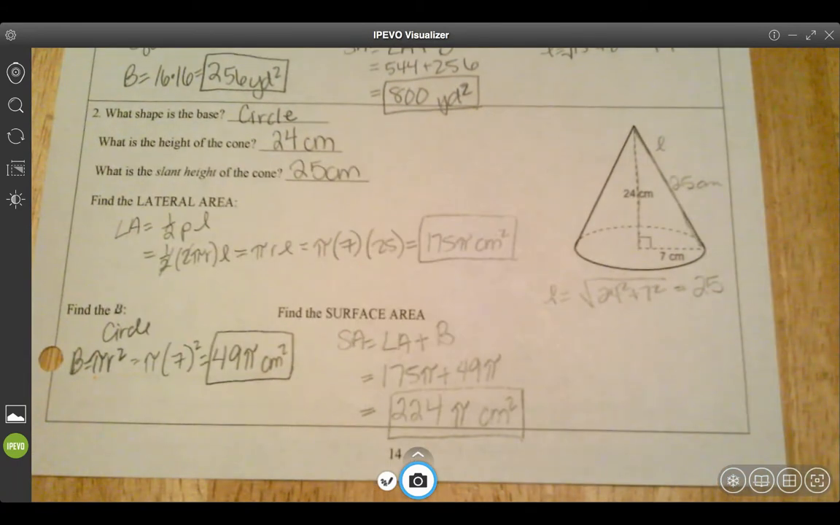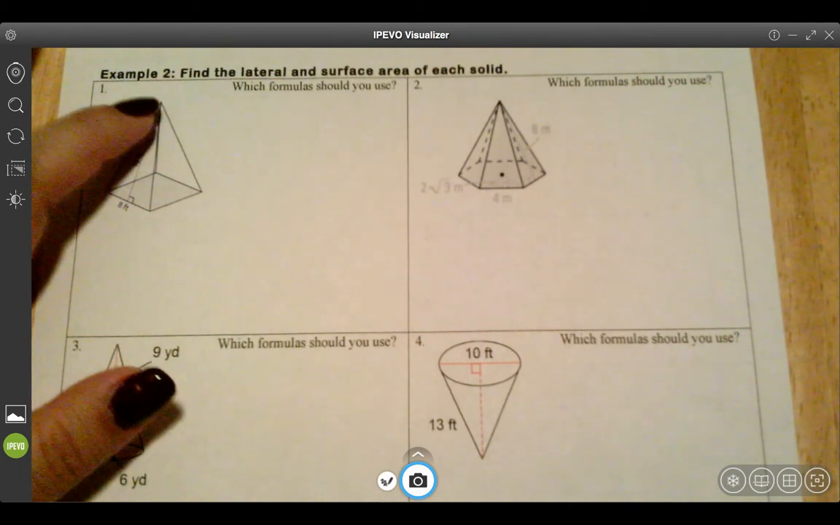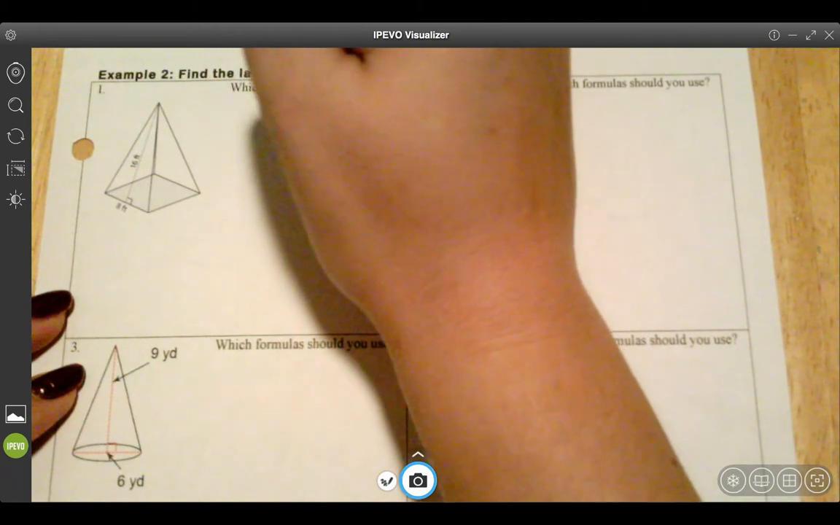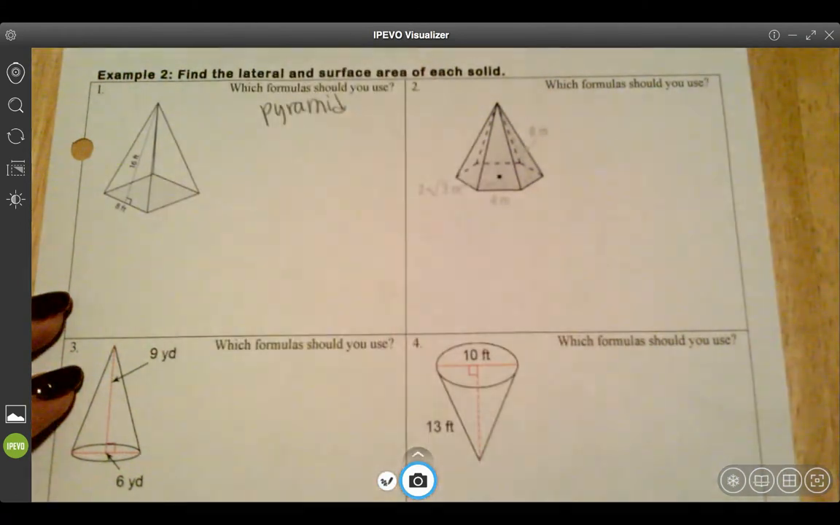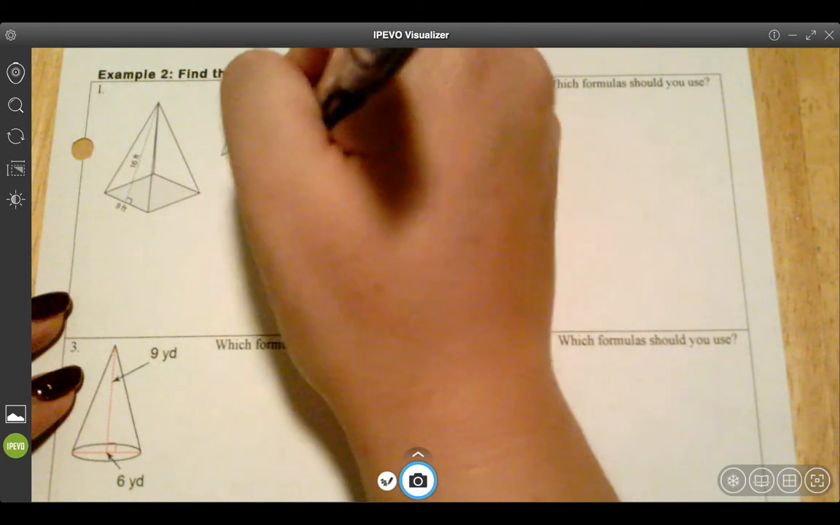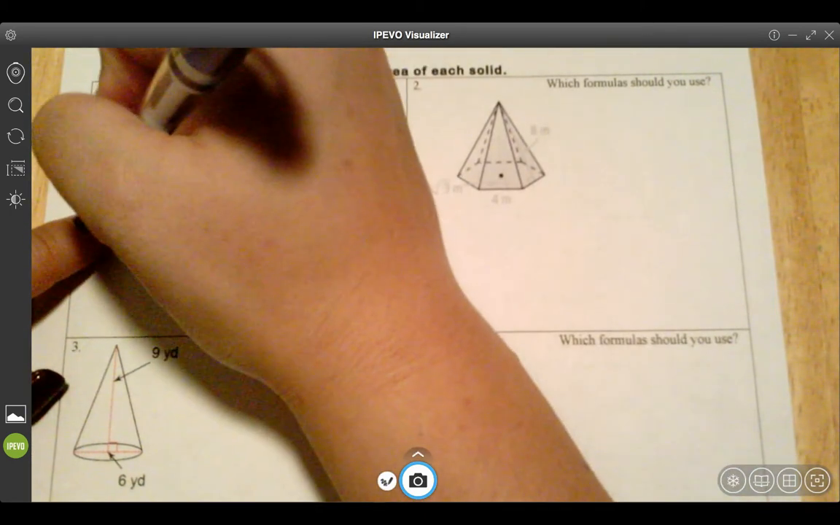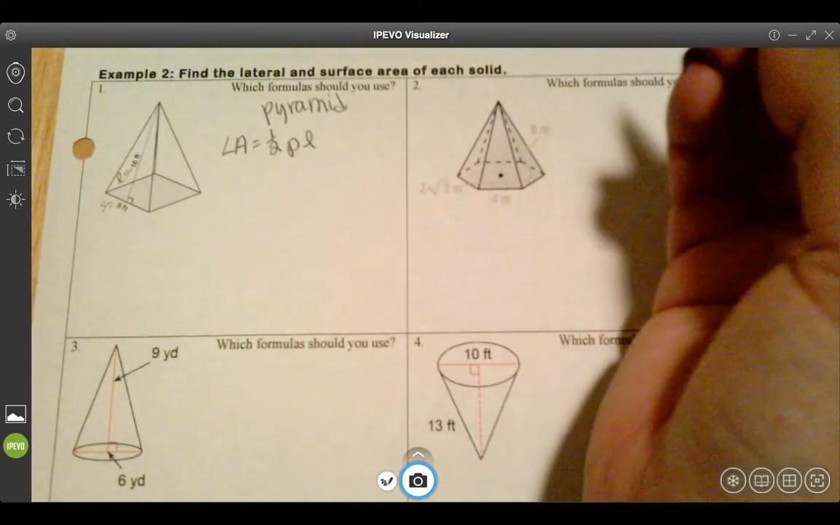Okay, let's look at our last page, which is more examples. So here we have, first I'm going to check it is a pyramid because it goes to a point. So this is a pyramid. That's going to be the 1/2. We've got triangles. It's going to involve 1/2. So our lateral area is 1/2 PL. I have L is 16. I have a side, which is 8. I don't have the height, but I don't need it quite yet.